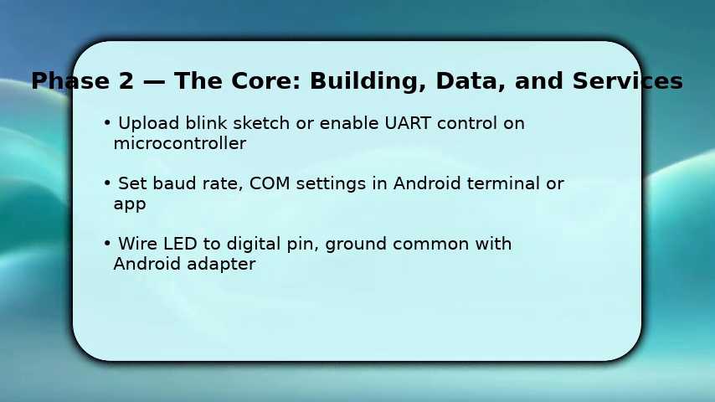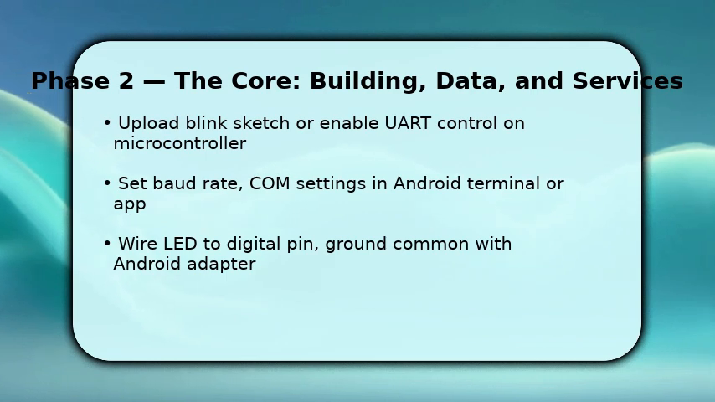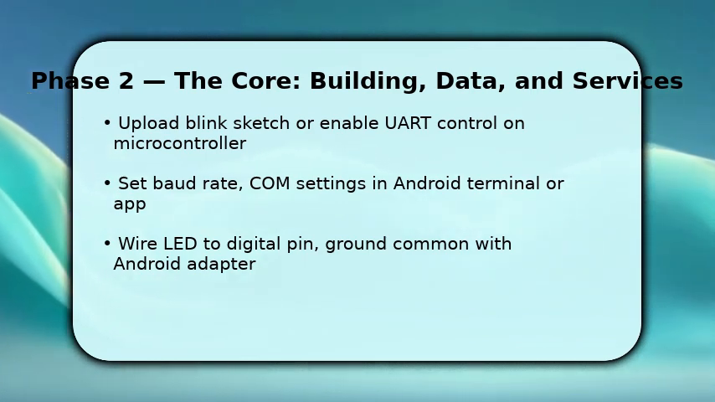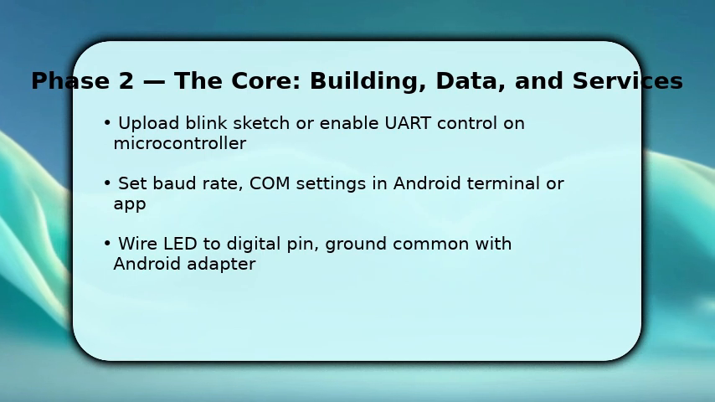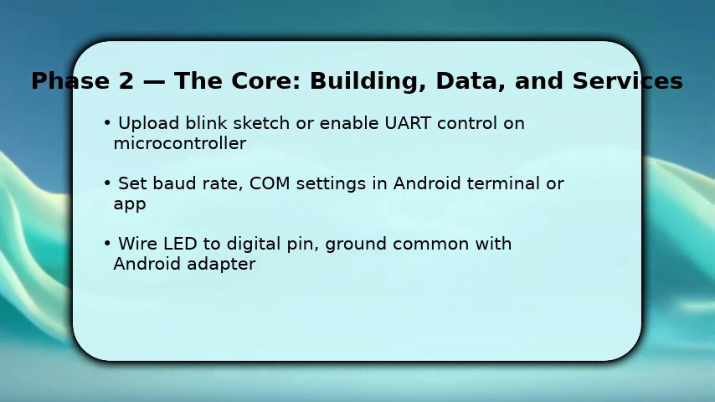Common ground is essential. In the Android terminal, set the correct baud rate and serial parameters, then send a test command or use the sketch to observe blinking. If the LED toggles, you have serial control working.